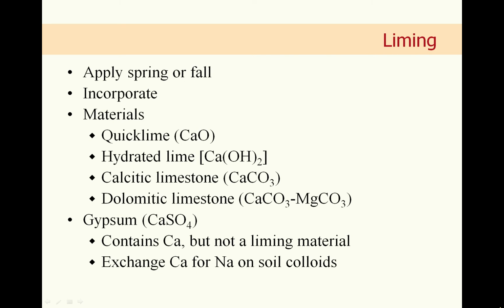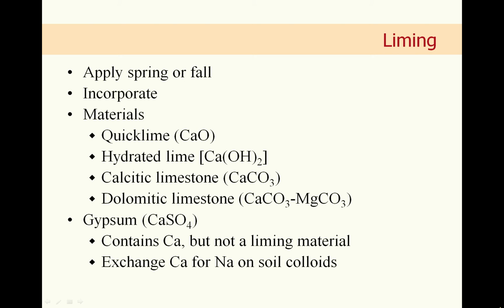Liming material could be applied in the spring or the fall. It generally should be incorporated, so it's easier to do on a new establishment. There's a number of different materials that can be used, depending on your situation. For instance, if you knew you had magnesium deficiencies, you might use dolomitic limestone because it contains magnesium.